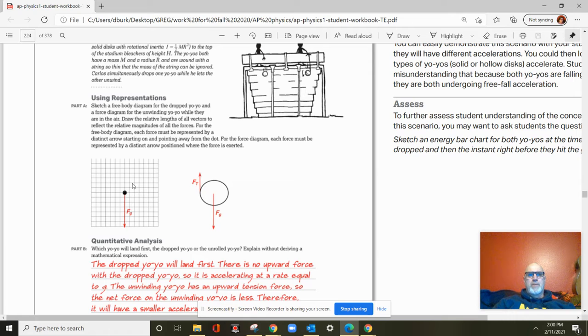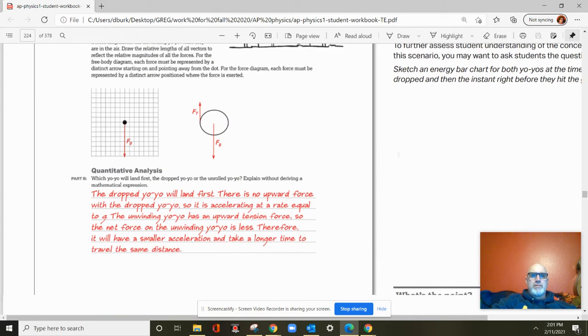And it's just got the force of gravity. But the other yo-yo has got a force diagram of the force of gravity, but also a tension in the rope of a string pulling up on the edge. And that's going to provide a torque, right? We'll see what happens later.